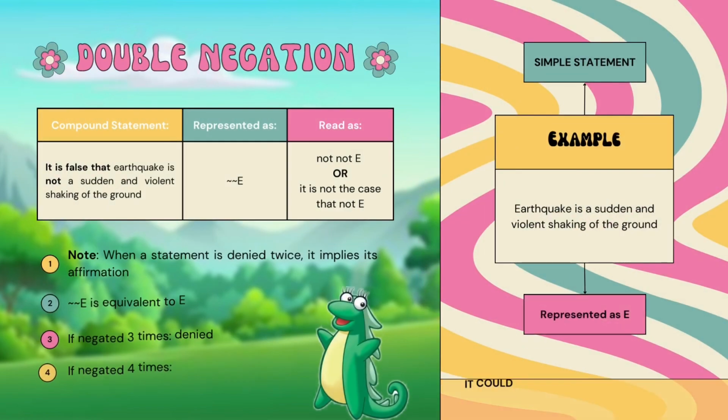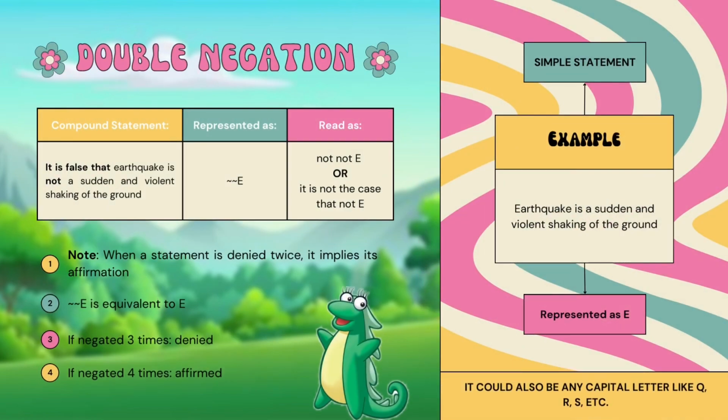For double negation, if E is denied twice, like in the example, it is false that earthquake is not a sudden and violent shaking of the ground, then it can be represented like this. The convention for reading this double negation is not not E or it is not the case that not E. Note that when a statement is denied twice, it implies its affirmation. Therefore, not not E is equivalent to E. If, however, E is negated 3 times, this means it is denied. If negated 4 times, it is again affirmed.